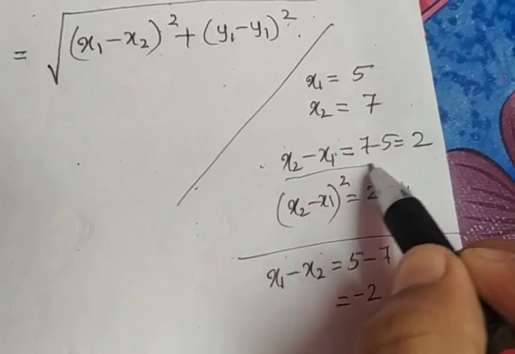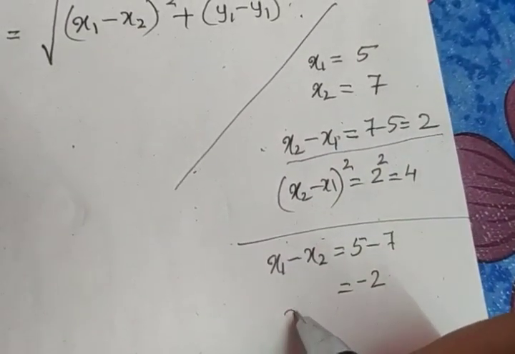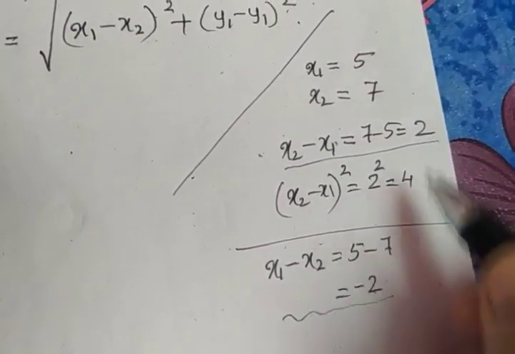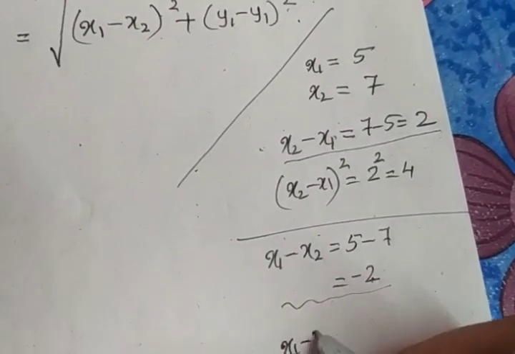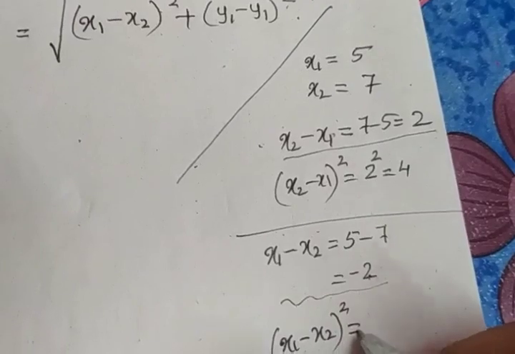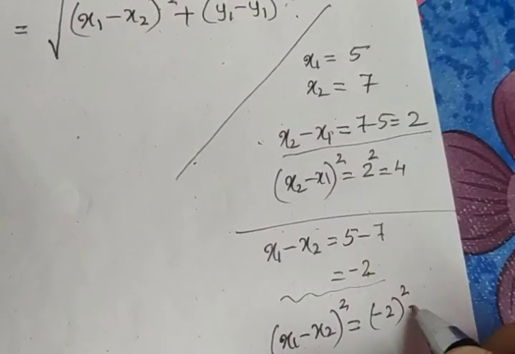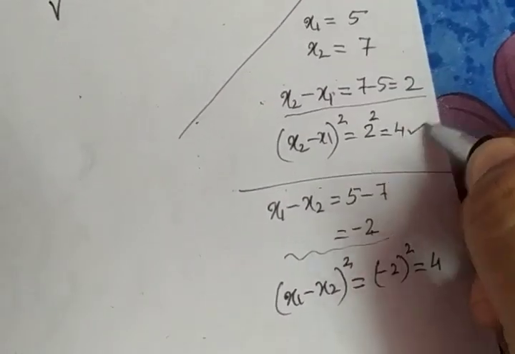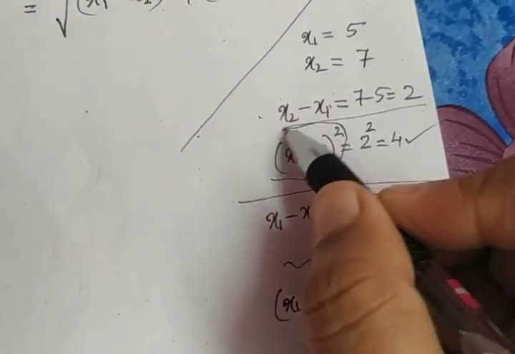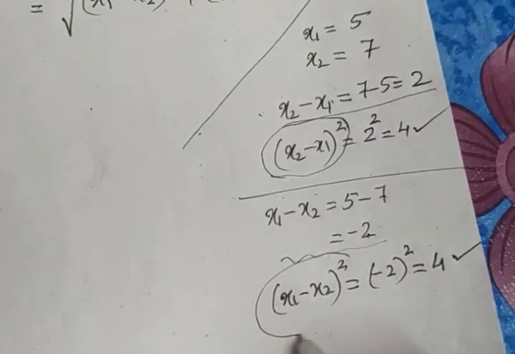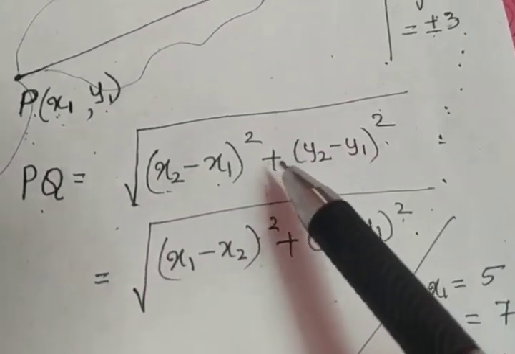Here x2 minus x1 you got the value as 2. Now we got x1 minus x2 as minus 2. These two values are entirely different. But if I am taking x1 minus x2 the whole square, what is the square of minus 2? Minus 2 square is again 4. That means these two values are the same. So we come to the conclusion that x1 minus x2 the whole square is the same as x2 minus x1 the whole square.